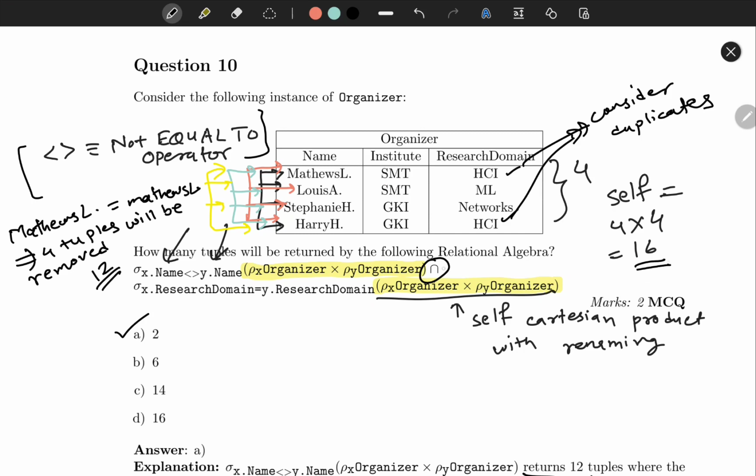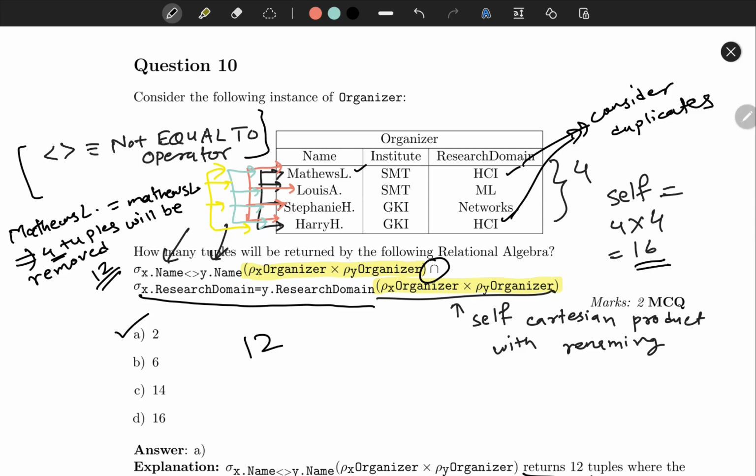We are supposed to do the intersection of these two, where in the second one x dot research domain equals y dot research domain. So when you think about the first selection, you can imagine that only the tuples will match with themselves, since all of the names are unique. Hence, the first tuple will match with some other tuple that has the same name, Matthew, that will be eliminated. Each time with each tuple, one tuple will be removed. Hence, 4 tuples from 16 tuples will be removed. So the first selection will have 12 tuples.